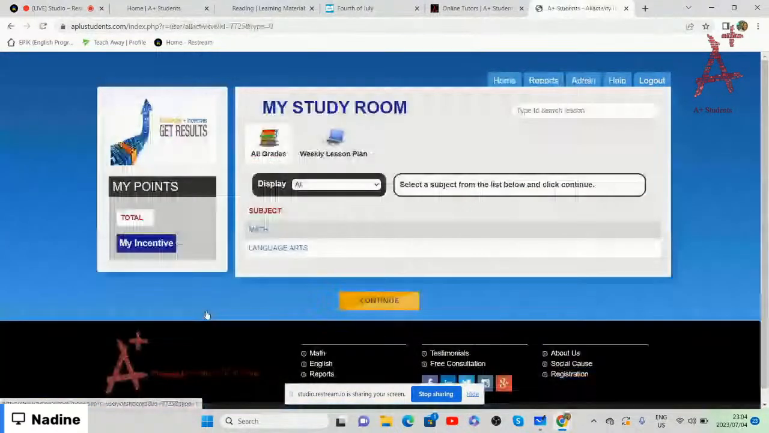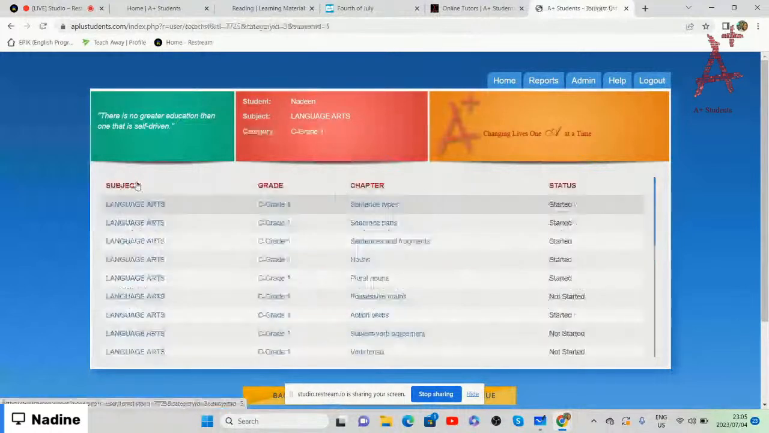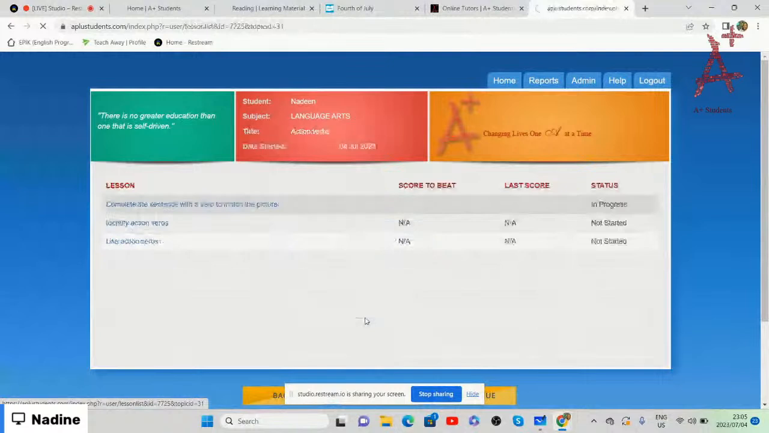All right, so once you've logged in with your username and password, we're going to choose the subject of language arts. So you're going to select the subject of language arts, right? Once we've chosen language arts, we're going to choose grade one. In today's lesson, we are going to do the chapter of action verbs. So you're going to scroll down until you get to action verbs, and we're going to click on action verbs.